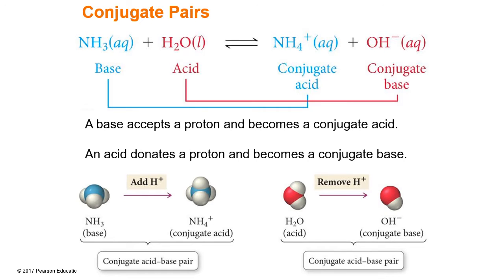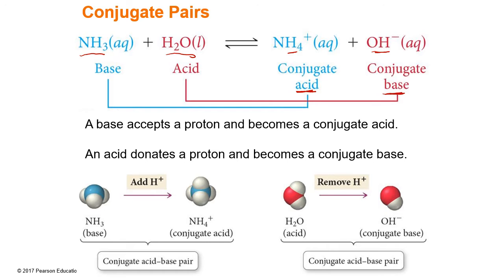Let's look at an example reaction. If we look at our ammonia, which is our base, and the water, which is an acid, the acid is going to donate a hydrogen to the ammonia, and that will leave it as OH minus. Now on the product side, that extra hydrogen that was donated to our ammonia means that it can also be removed, making this an acid. The OH minus can accept a hydrogen, which means that this is a base.